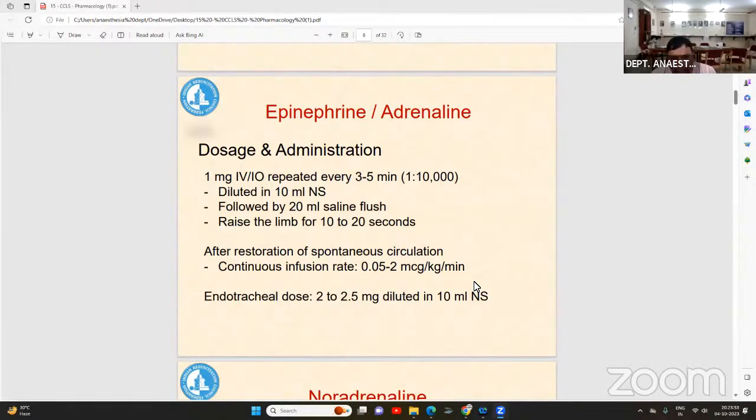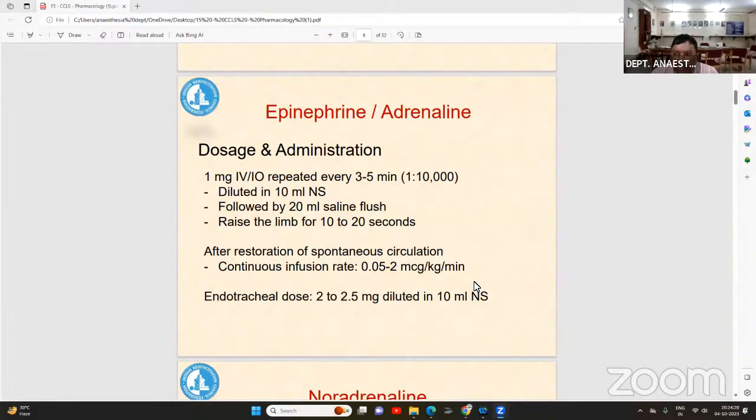The basic dictum in a cardiac arrest scenario, when giving any drug, is to always give a 20 ml saline flush. So you can't inject a single drug directly, like 1 ml. You have to dilute the drug in 10 ml, followed by a rapid flush of 20 ml saline, and raise the limb for 10 to 20 seconds. This is applicable to all drugs, not only epinephrine, in cardiac arrest scenarios, not in other scenarios.